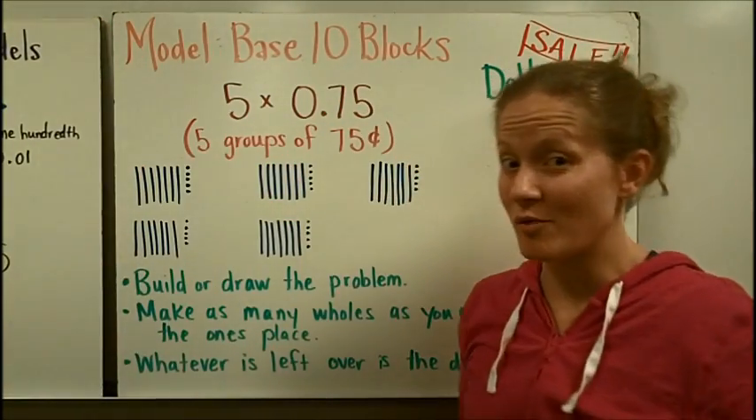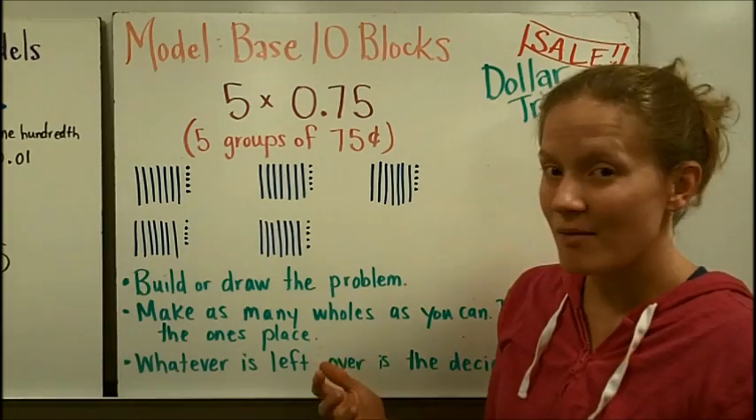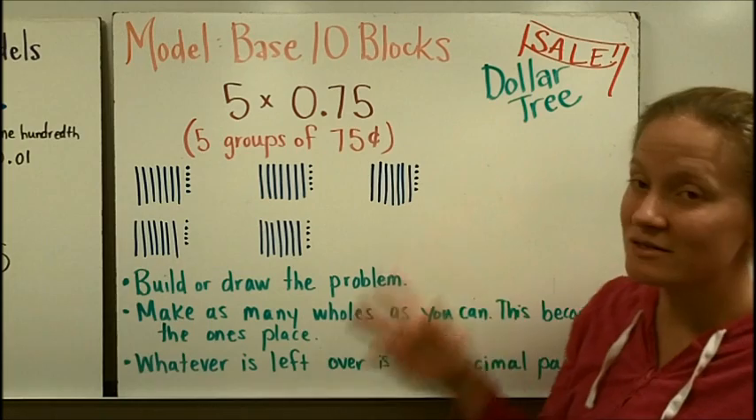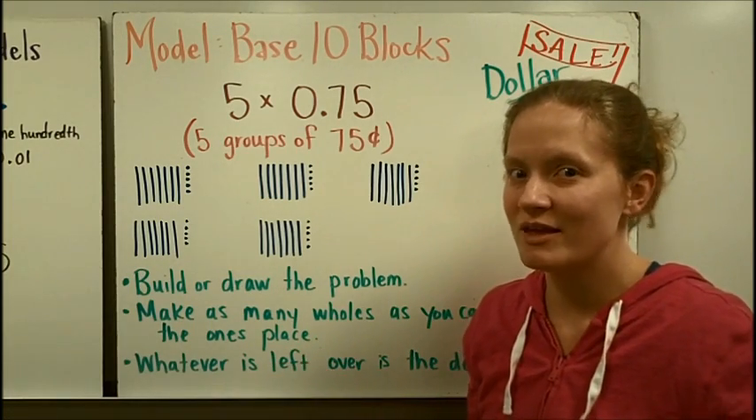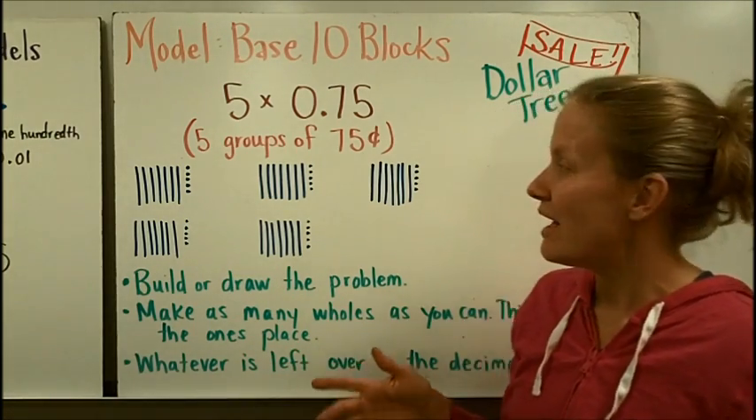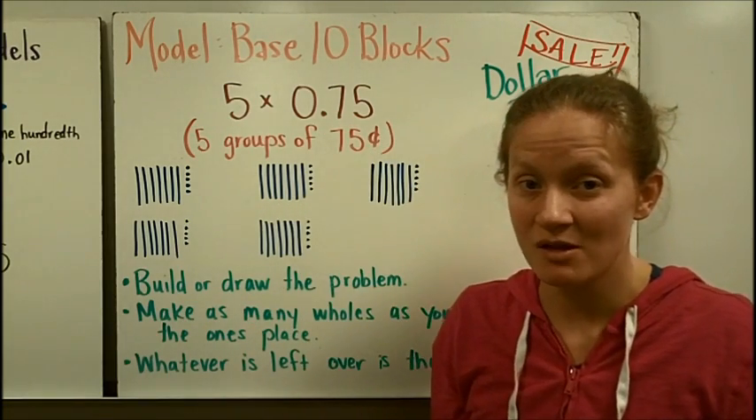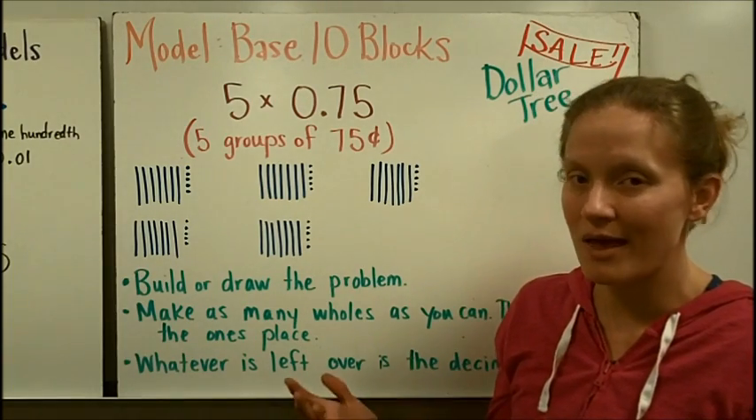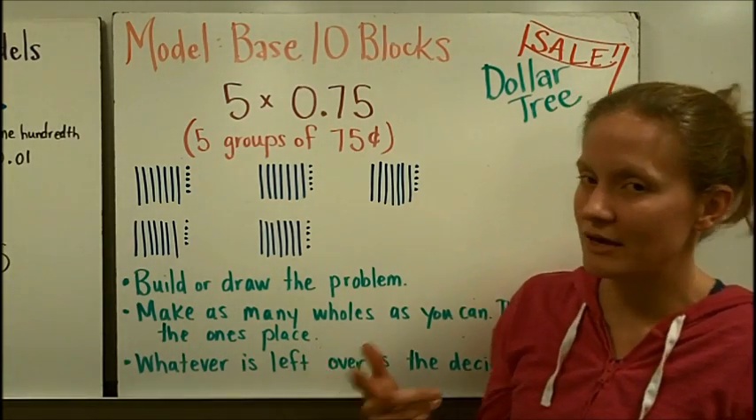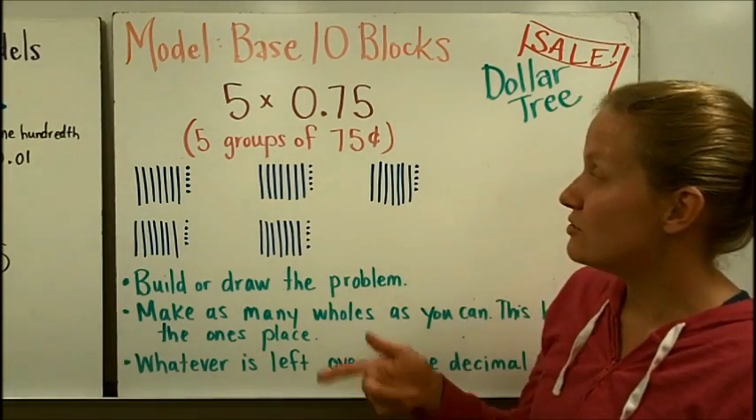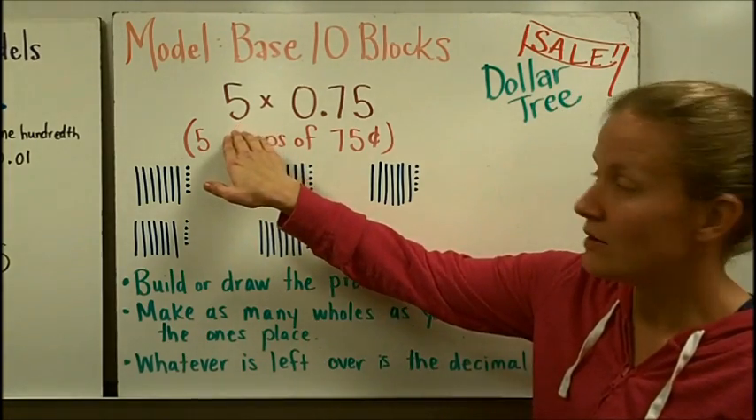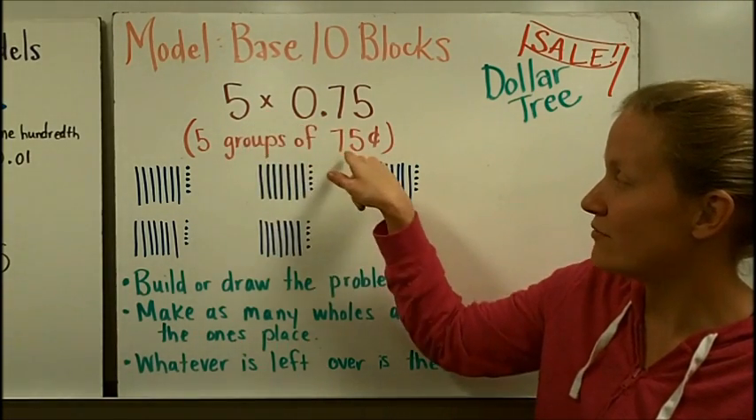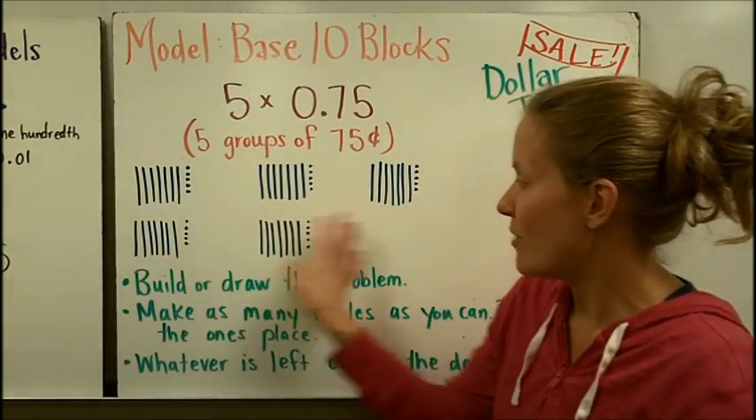Now that was a very simple problem, so now let's try a more complicated problem, and we're going to still model it with base 10 blocks. Let's pretend that you went into the Dollar Tree and you found out that for today only they were having a sale and everything in the store cost 75 cents. Well, you had 5 teachers that you wanted to buy gifts for, and you decided, I'm going to go ahead and buy them all a gift today at the dollar store. Actually, the 75-cent store today. And you needed 5 of them. So the math problem that you're going to do is 5 times 75/100ths, or in other words, 5 groups of 75 cents. So I have modeled that here.